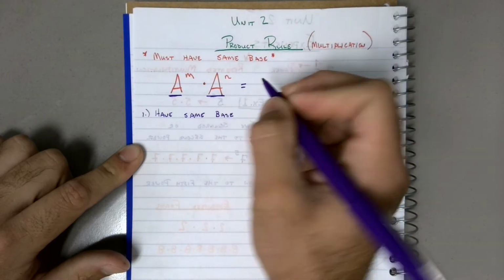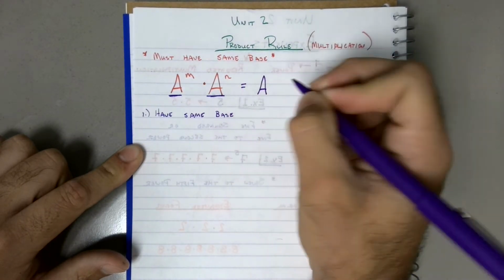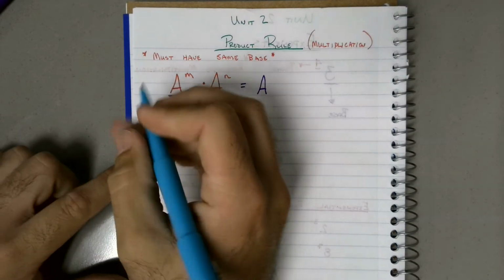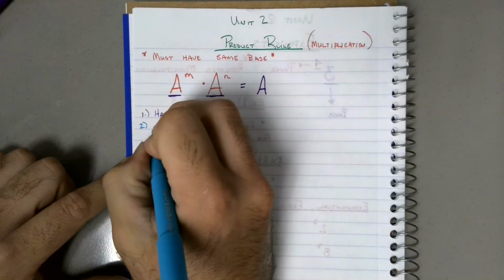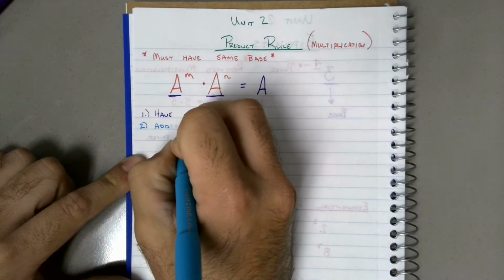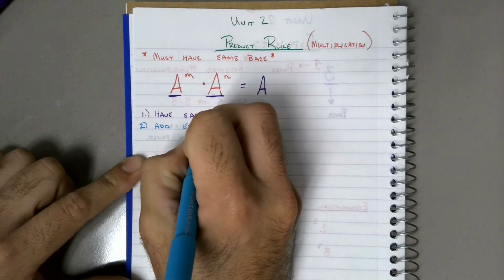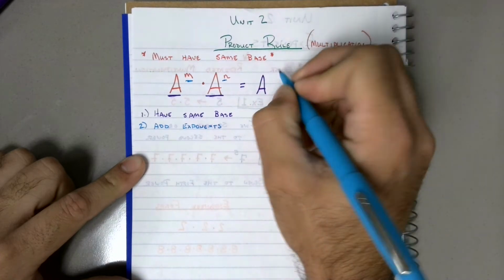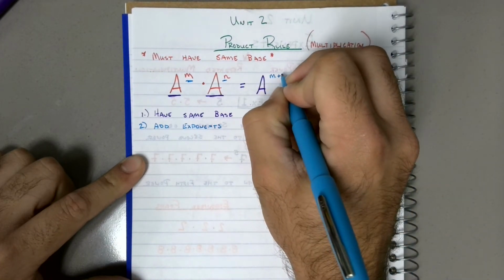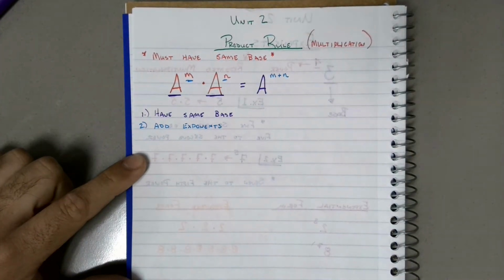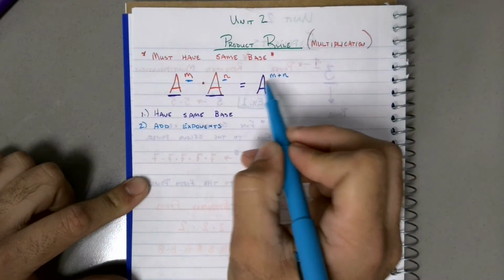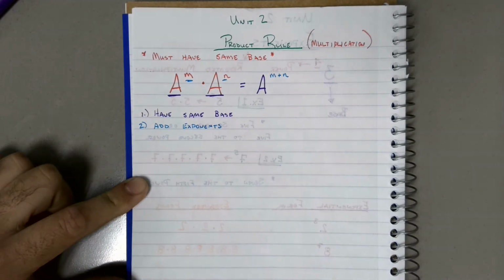All right, so this equals a. All right, and the second thing to note is we add the exponents. So add exponents. So my exponents, m and n, is going to be a to the m plus n power. Okay, so you leave your exponents up here. You make sure you have the same base. Bring your base over, and they have to have the same exponents.